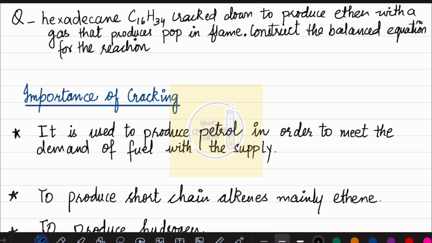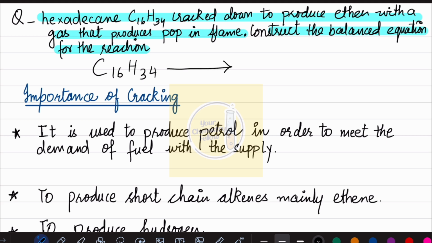The next example is a question: hexadecane is cracked down to produce ethene with a gas that produces a pop in a flame. Construct the balanced equation for the reaction. So hexadecane is C16H34. It cracks down to produce ethene, C2H4, with a gas that produces pops in a flame. This is the confirmatory test for hydrogen gas. It produces pops in a flame, so hydrogen gas is produced.